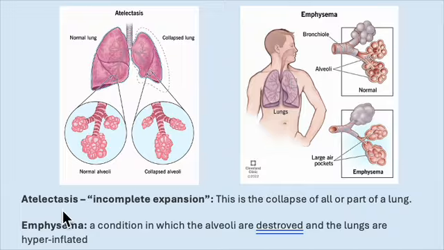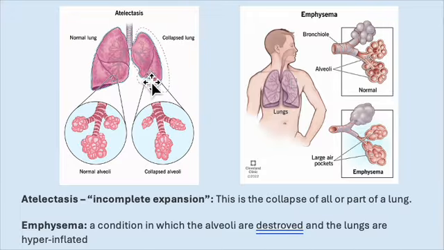So on the left, we have collapse. The word literally means incomplete expansion. It occurs when the tiny air sacs, those alveoli, within the lungs deflate. So we can see here they are nice and inflated. And on the right, collapsed alveoli, they are deflated. Or they fill with fluid. It can affect a small area, or it can affect the entire lung.